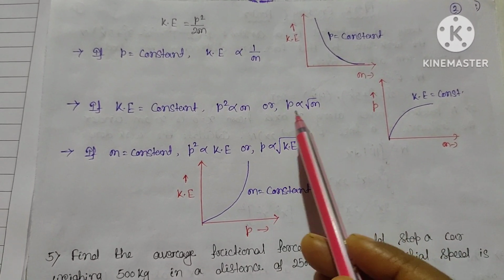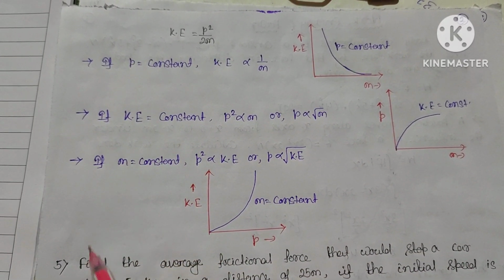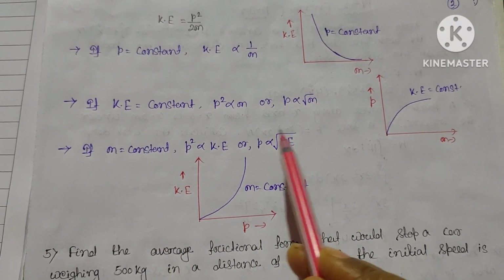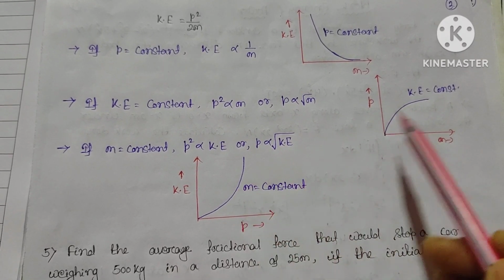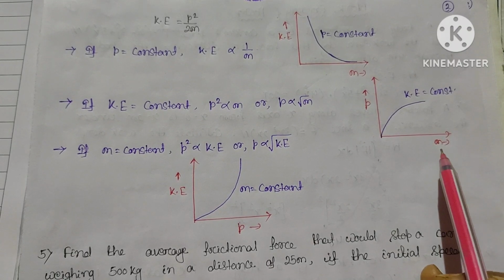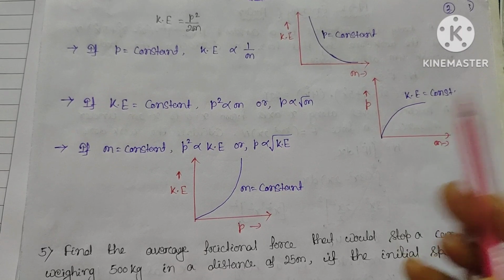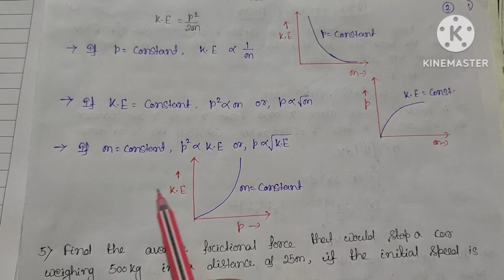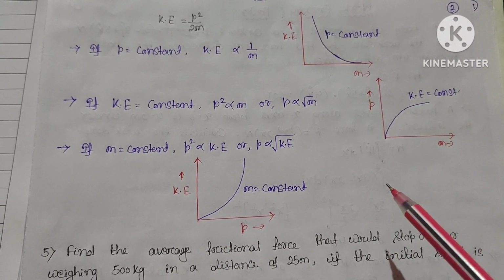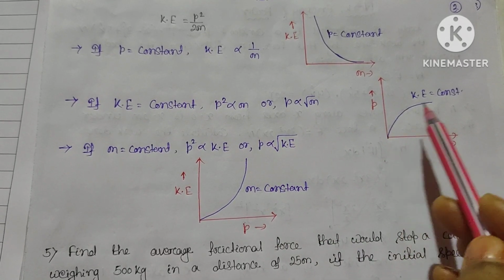So you can see that here P is proportional to root over m, if kinetic energy is constant, or here if m is constant, our linear momentum is proportional to the square root of kinetic energy. Actually these two graphs are the same type of curve, because if we plot m on the x-axis and P on the y-axis, then the graph will be like this. And similarly, if P is on the y-axis and kinetic energy on the x-axis, then the graph will look like this, because P is proportional to the square root, so the curve will always be like this.